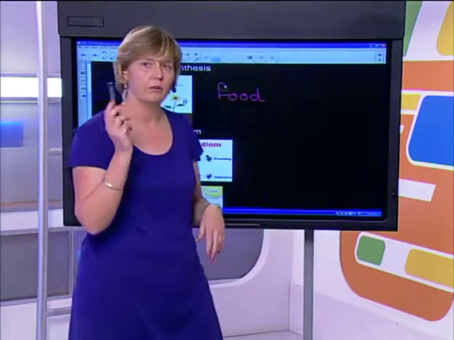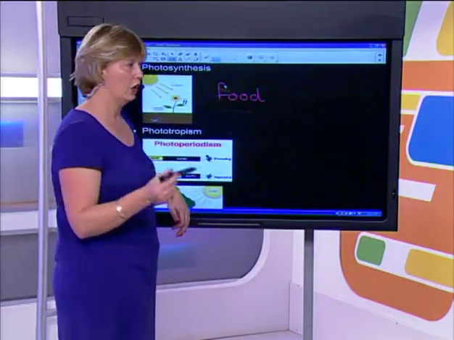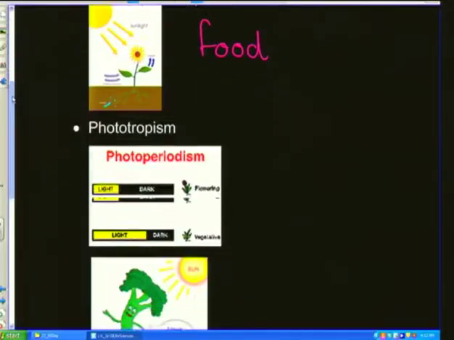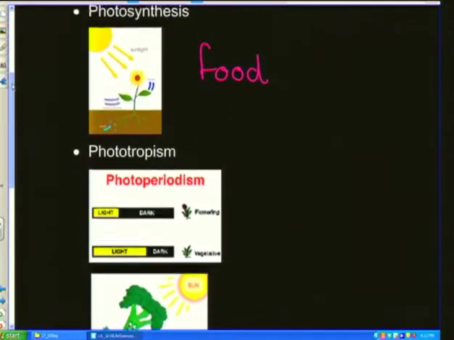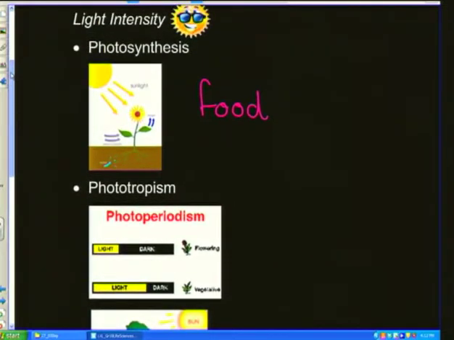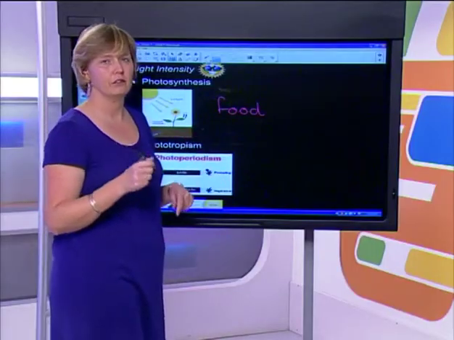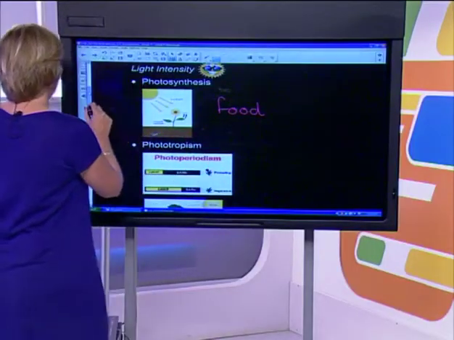One of the things that they need besides sunlight, and Lorato mentioned it for us just now, is oxygen. Okay? So just remember that. So for our light intensity, why is light intensity important? Because we need it for photosynthesis. Another reason.